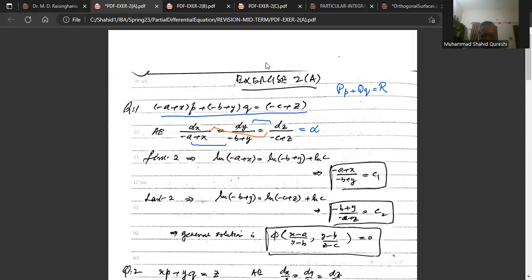So we go for the last two ratios, from where we see that the integral of dy upon y minus b is ln of y minus b, and the integral of dz upon z minus c is log of z minus c plus log c. So exactly in the previous way, we get y minus b upon z minus c is equal to c2. And we write down the general solution as this.